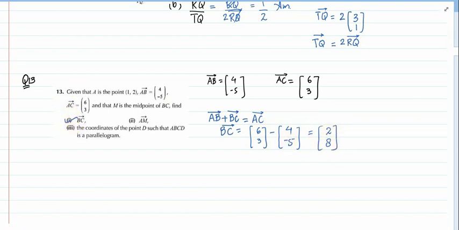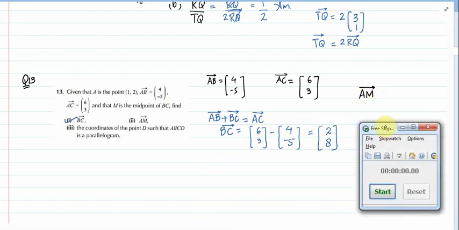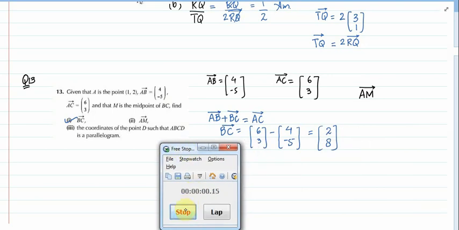For AM, keep in mind that M is the midpoint of BC. So you need to find AM. First you need to do it by yourself, and then I will explain. You have a minute to start.